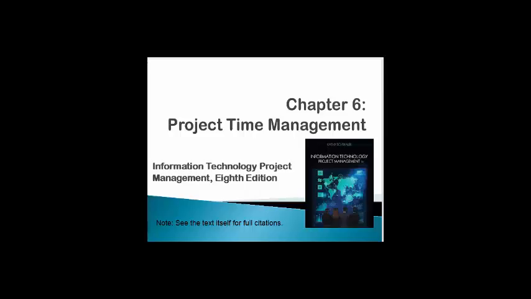Chapter 6, Project Time Management. Project time management includes the processes required to manage the time of the completion of the project. It includes planning schedule management, defining activities, sequencing activities, estimating activity resources and durations, developing the schedule, and then a very important factor would be controlling the schedule.